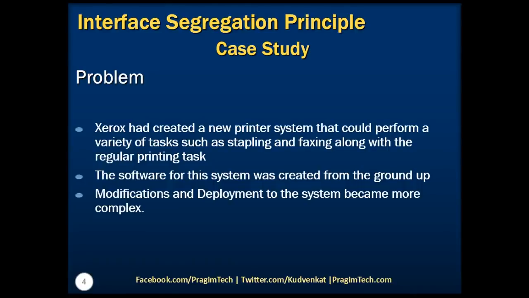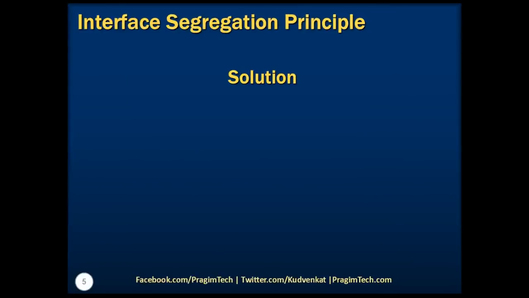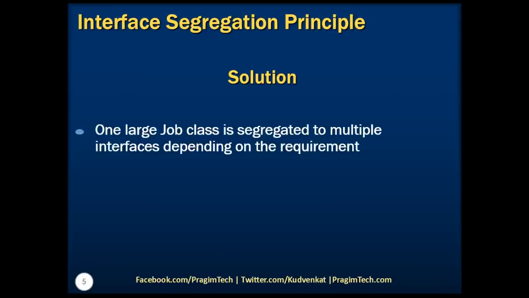To overcome this problem, Robert C. Martin suggested a solution to Xerox, which is called the Interface Segregation Principle. Instead of having one large job class, a staple job interface and a print job interface were created that would be used by the staple and print classes respectively. This solution has evolved into the Interface Segregation Principle, which states that one large job class is segregated into multiple interfaces depending on the requirement.